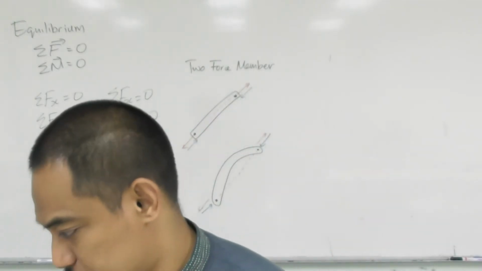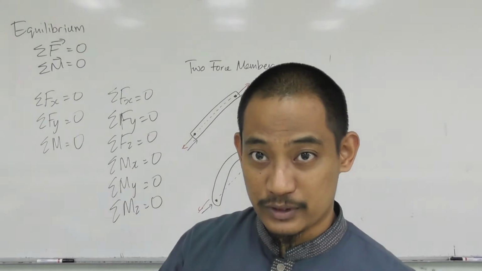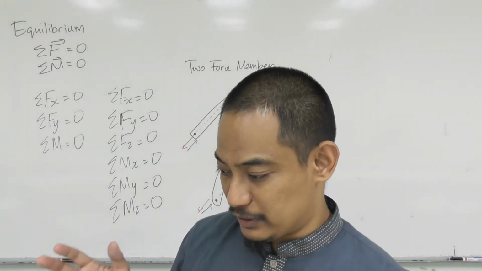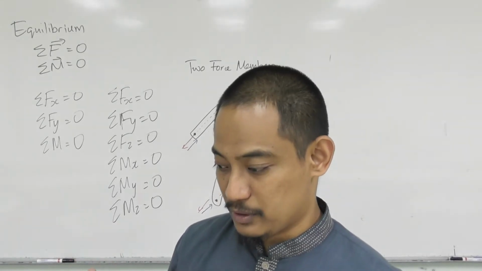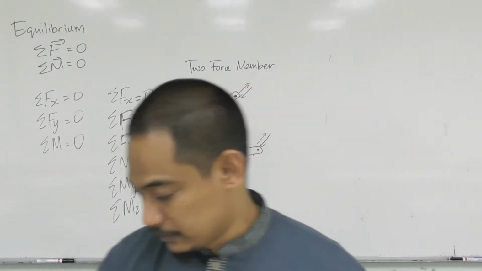So what else? Important notes. I'm just reading from the slides. You can refer to the slide also, right? If there are more unknowns than the number of independent equations, then we have a statically indeterminate situation. We cannot solve this problem using just statics, right?